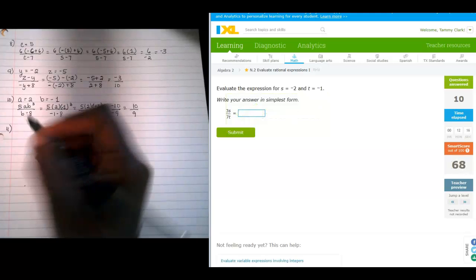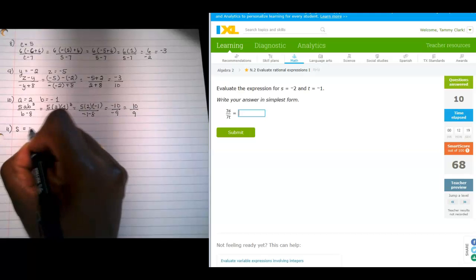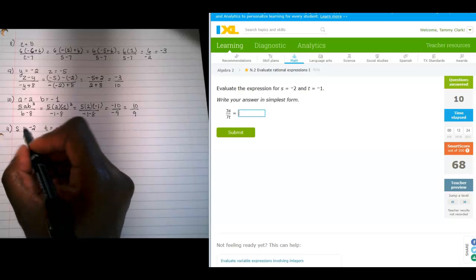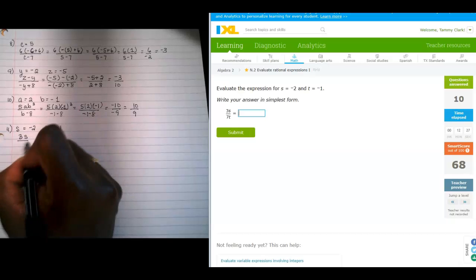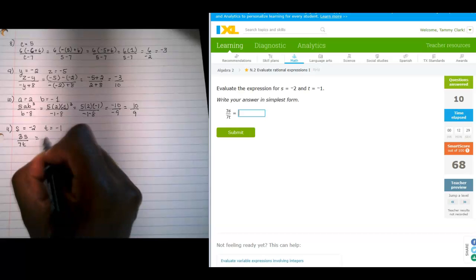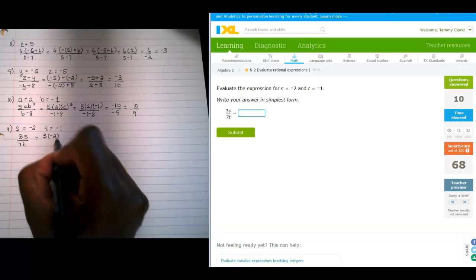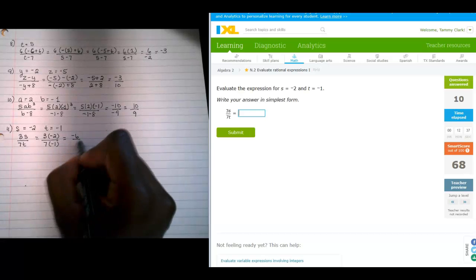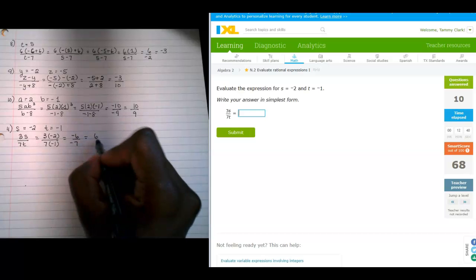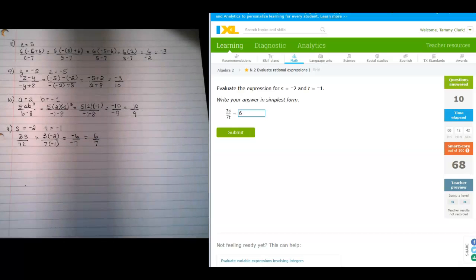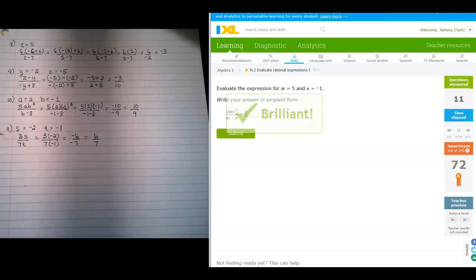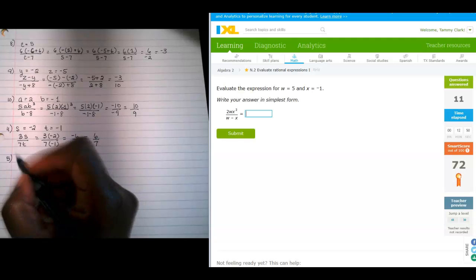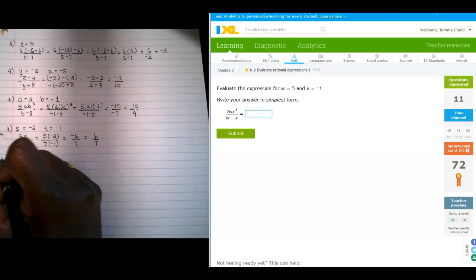Number 11, we've got S is equal to negative 2 and T is equal to negative 1. So we've got 3S over 7T. So 3 multiplied by negative 2, 7 multiplied by negative 1. That gives us negative 6 over negative 7, which is the same as 6 over 7. Or 6 divided by 7, that's a better way to say that. Number 5? No. Oh, that was 11. I was like, we've done more than 5 problems.